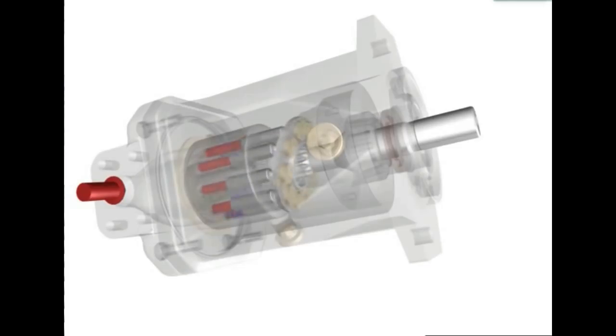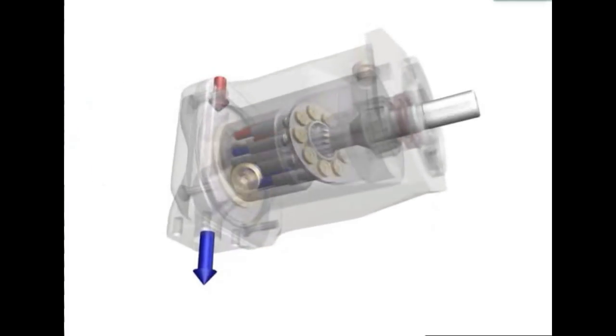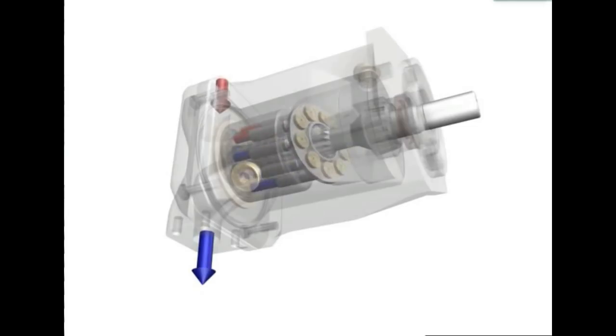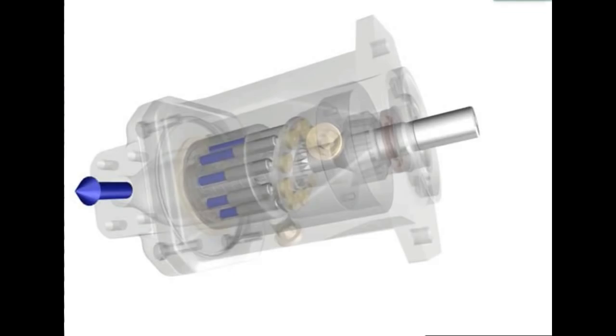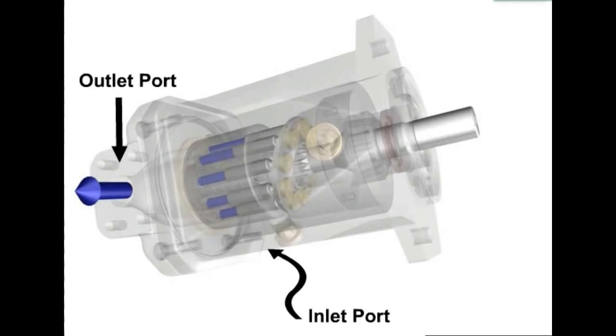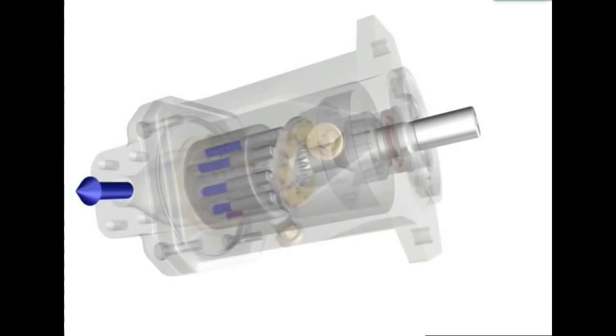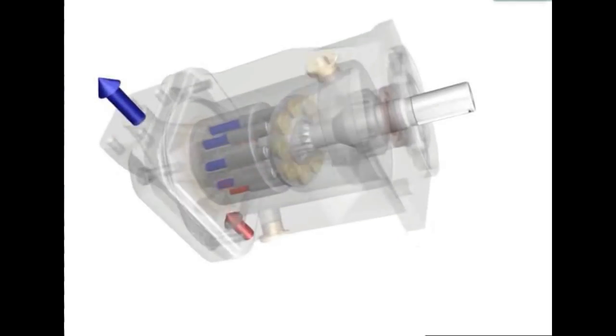The pistons over the outlet area are being forced into the barrel towards the valve plate. Return oil from the three pistons is forced through the other kidney-shaped opening of the valve plate and out the outlet port. When the flow to the motor is reversed, the inlet becomes the outlet and the outlet becomes the inlet. The motor now rotates in the opposite direction.